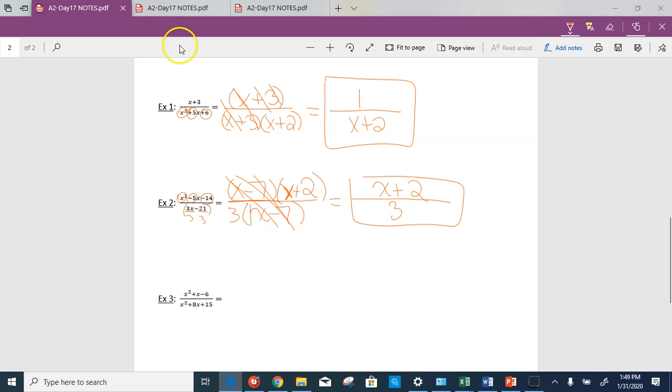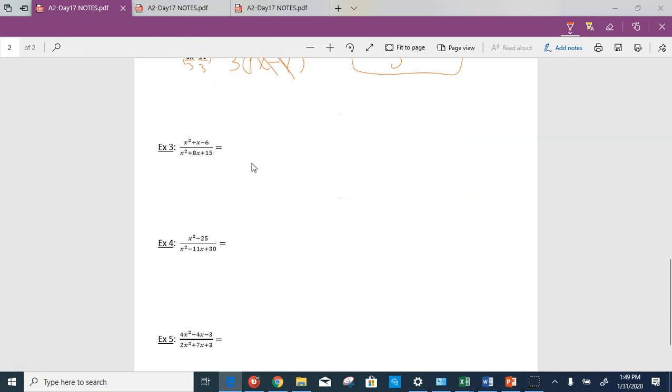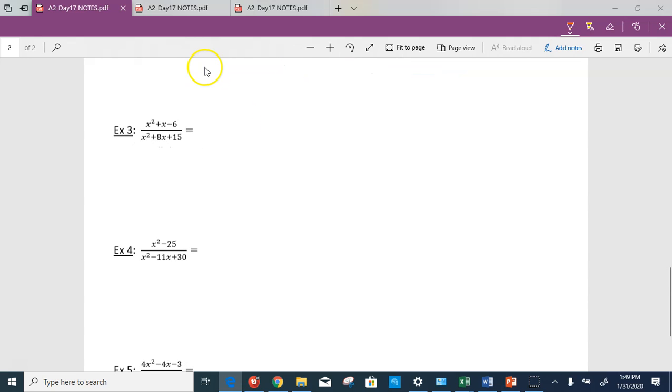Moving on to number 3 now. So I can scroll this up. Now that the screen works better again. Number 3. So we have two quadratics now. So I'm going to have two equations that need to be factored. In the numerator, I have my x squared, which is x times x. Two numbers that multiply to negative 6 and add to a positive 5.